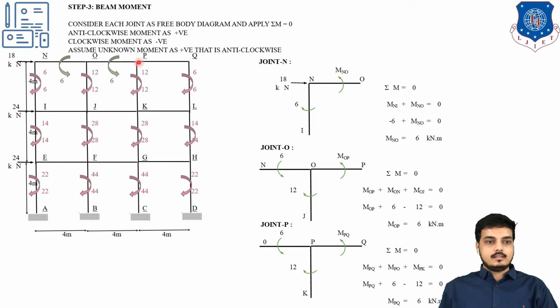Now the next step is this. We will use this junction point, P. So this is my two beams. This moment we have recently found out, and this which we have found earlier, and MPQ will be found out. So MPQ plus MPO plus MPK equals 0. So MPQ will be coming out to be 6 kN per meter.